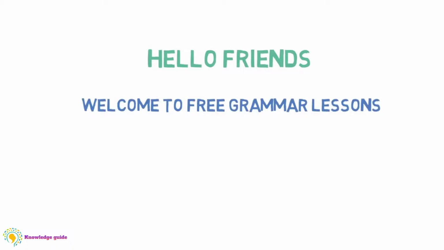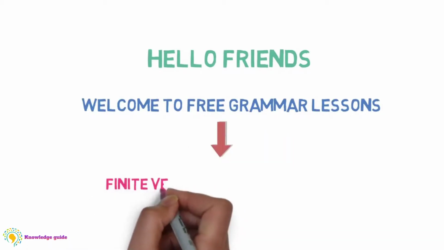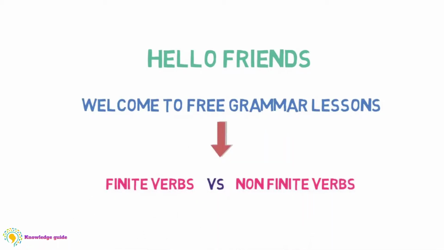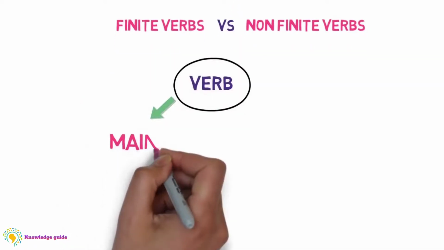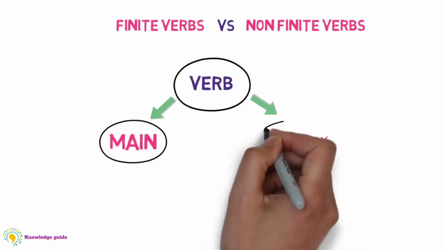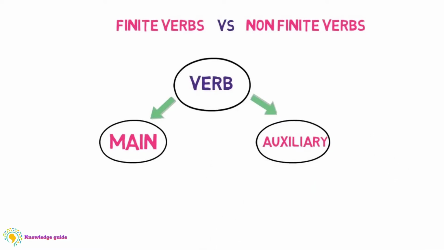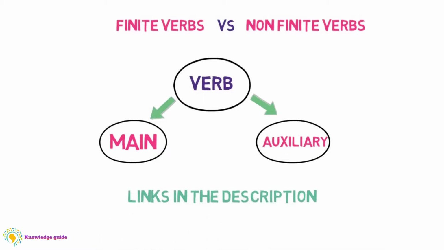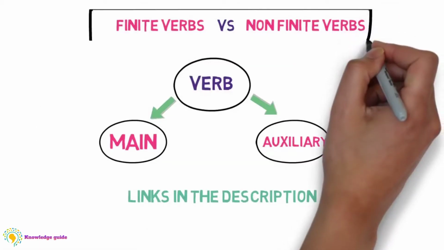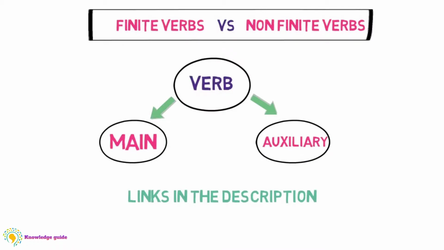So friends, today we will learn about finite verbs and non-finite verbs. Verbs are mainly divided into two types: main verbs and auxiliary verbs. I have already made videos about main verbs and auxiliary verbs in the previous videos. Please check out the links given in the description. So let's today talk about finite verbs and non-finite verbs in this video. So friends, let's start.